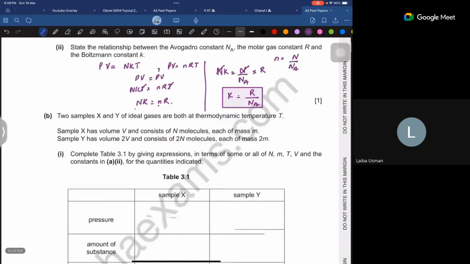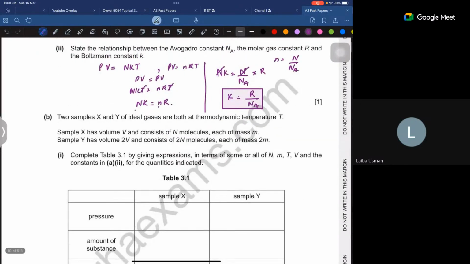Then in the next one, it says two samples, X and Y, of ideal gases are both at thermodynamic temperature T. Sample X has a volume V and consists of n molecules, each of mass m. Sample Y has volume 2V and consists of 2n molecules, each of mass 2m. Understood? Complete the table giving expressions in terms of n, m, T, V, and the constants in A2 for the quantities indicated.